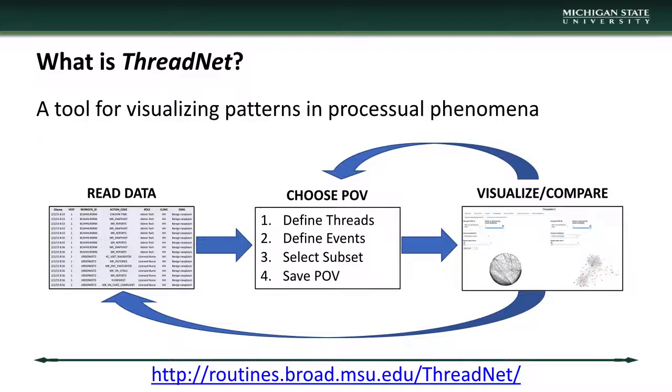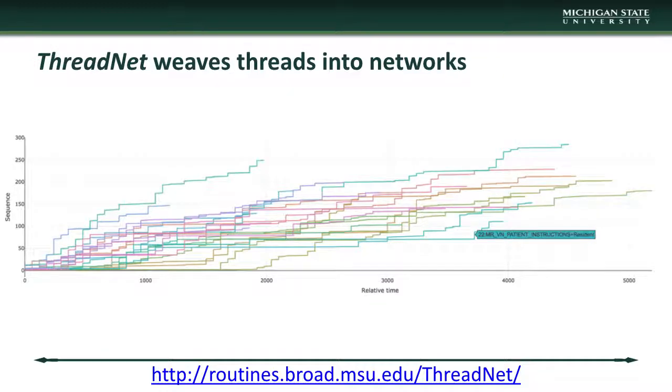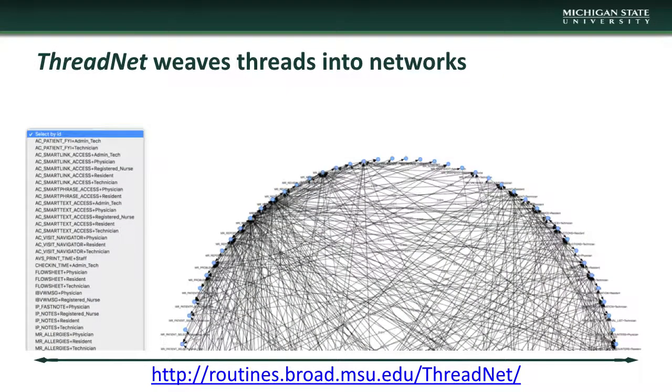Now, to analyze this, we've written a software application called ThreadNet. It's a package in R. It's open source. You can download it from GitHub, or at that URL at the bottom of the screen, which includes instructions for downloading and running and using. The basic idea is you read in your data, choose a point of view by defining what you want to see in terms of the threads and the events, and then it allows you to visualize and compare in a variety of ways. So the idea is that ThreadNet weaves threads into networks.